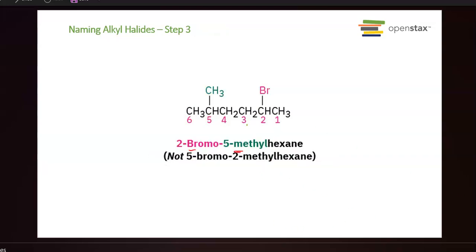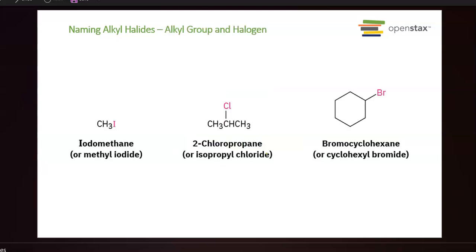This is an example where we are showing the correct name and also the incorrect name. So the naming should be 2-bromo-5-methyl, just for the reason that B comes first and then M in the alphabetical order. A few haloalkanes are more commonly known by their common names, like methyl iodide, isopropyl chloride, cyclohexyl bromide. Again, we can also name them by IUPAC nomenclature, like iodomethane, 2-chloropropane, or bromocyclohexane.